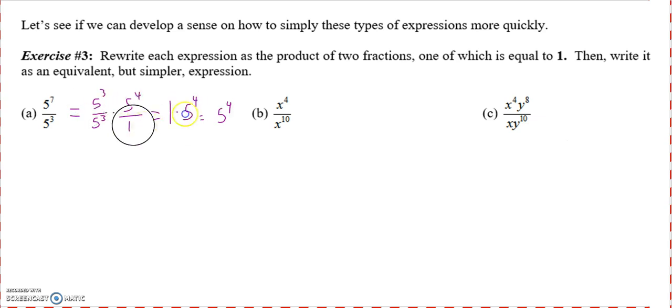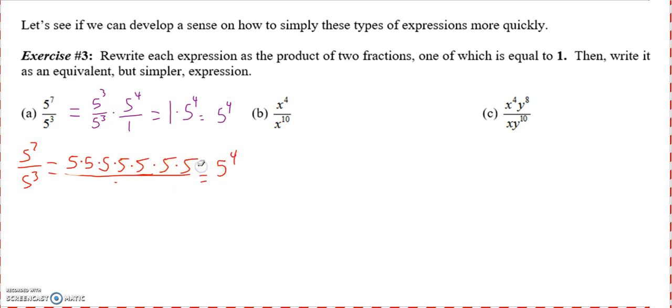Alright, so that's the way Kirk does it. Let me show you what I would do. First of all, you need to understand that 5 to the 7th means, obviously, 5 multiplied 7 times. And 5 to the 3rd, I mean, there was 3 of them. And you guys should know that when we divide, 5 divided by 5 would just cancel out and become 1. This would cancel out and become 1. This would cancel out. And multiplying by 1 really doesn't change anything, so the only thing left is 4 copies of 5, which is 5 to the 4th.